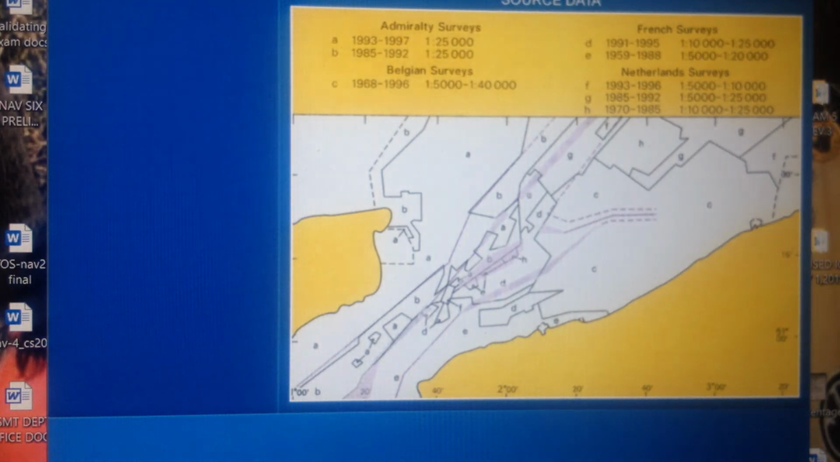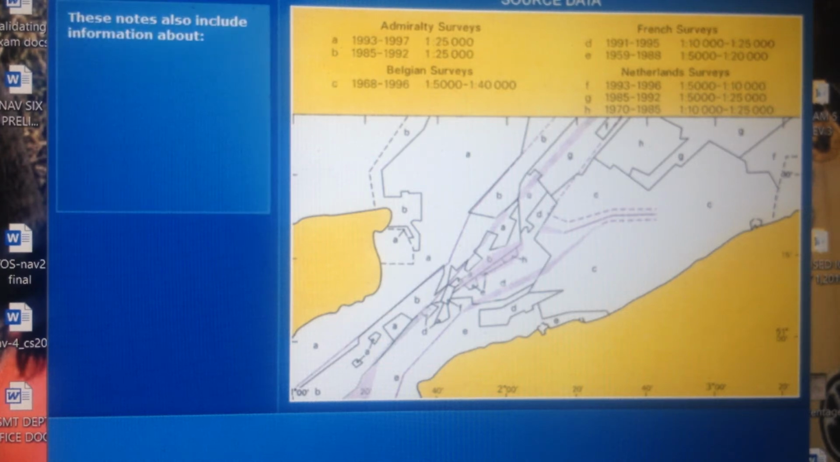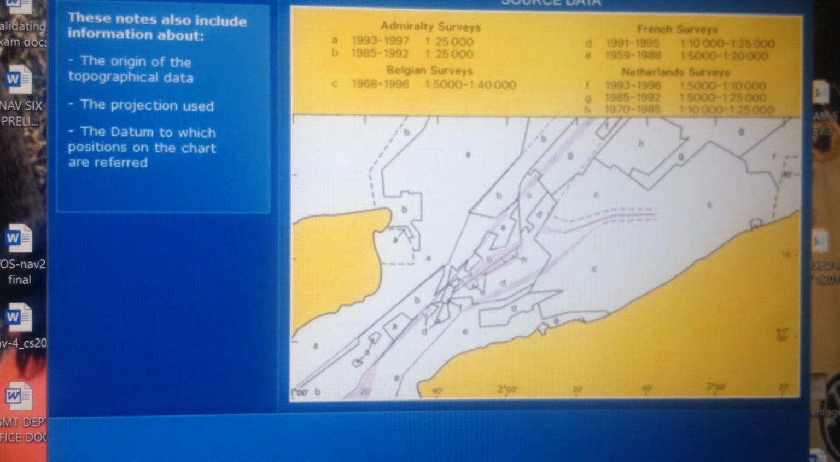Most maritime charts contain a source data diagram or explanatory notes that provide information on the origin, scale, date and limits of the hydrographic surveys used in compiling the chart. These notes also include information about the origin of the topographical data, the projection used, and the datum to which positions on the chart are referred.